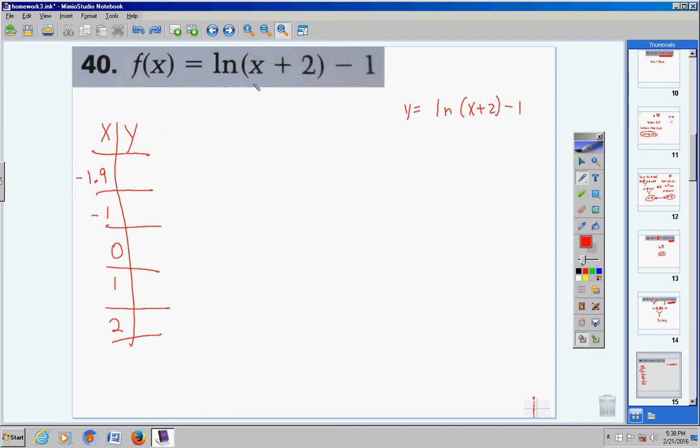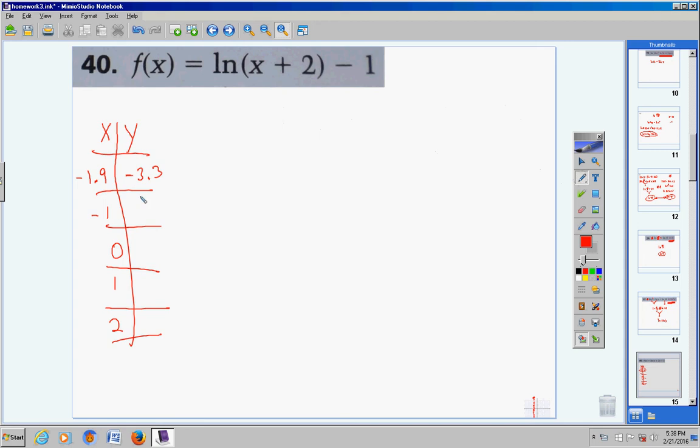Come on, think about it. Put a negative 1.9 right here. What's the value at negative 1.9? If you don't know, type it in your calculator. Negative 1.9 plus 2 is 0.1. So you have the natural log of 0.1 minus 1. Make sure you put parentheses around this. So type it in: hit natural log, 0.1, close your parentheses, minus 1. And you will get negative 3.3. For those that have a grapher, you can just fill in your table of values using your grapher. For those that do not, let's continue on.